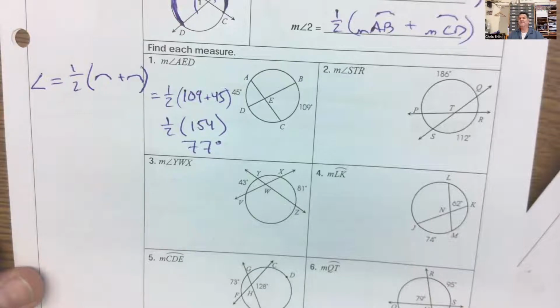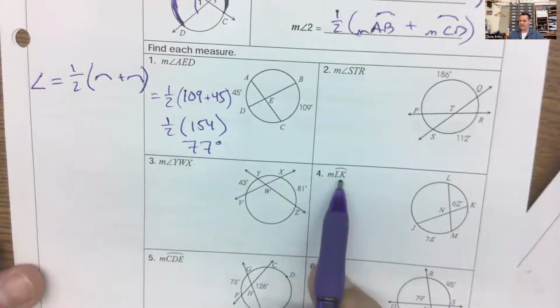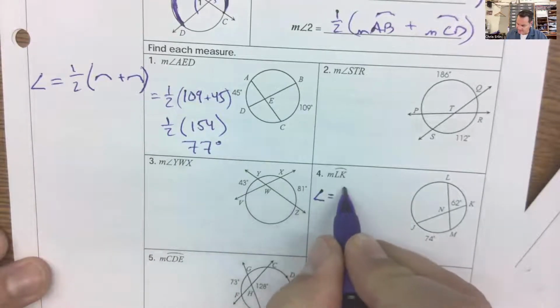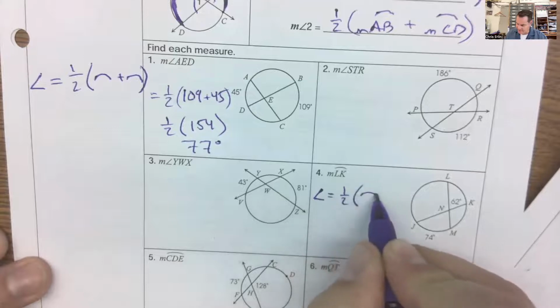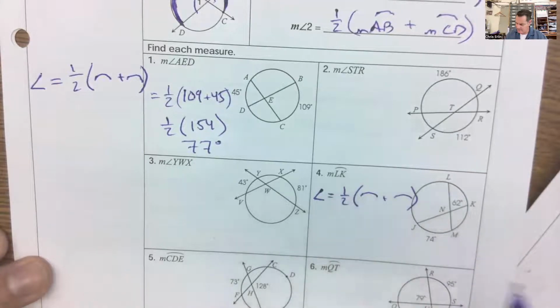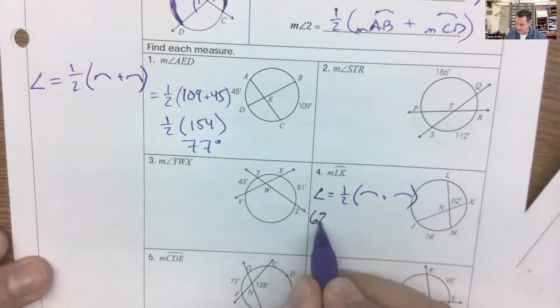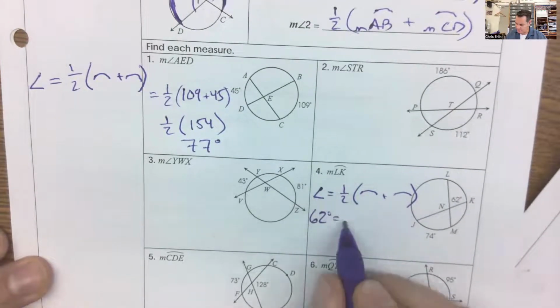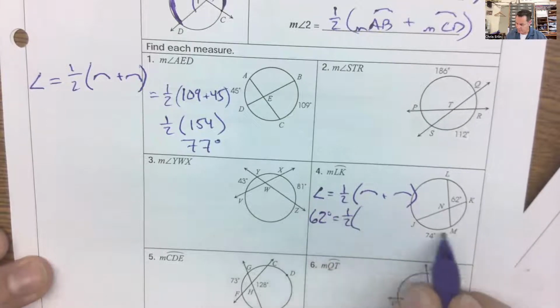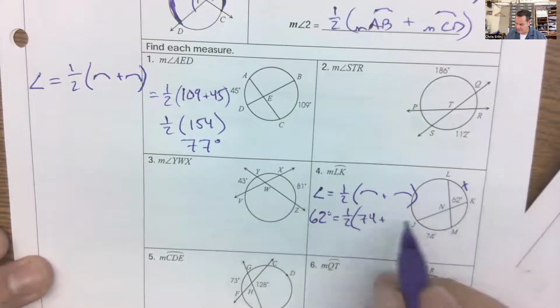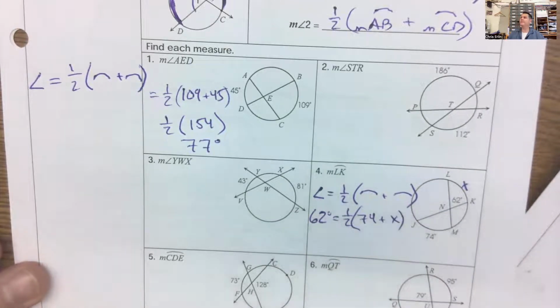What's wrong with it? How's it changed? Yeah, they changed what you're looking for. It's not an angle anymore, it's looking for an arc. But if we use this pictograph type formula, the angle is 1/2 the measure of an arc plus another arc. The angle is our unknown. No, excuse me, it's not. We know that it's 62. 1/2, we know one of the arcs, 74. The other arc is our unknown, so I'm going to put an X there.